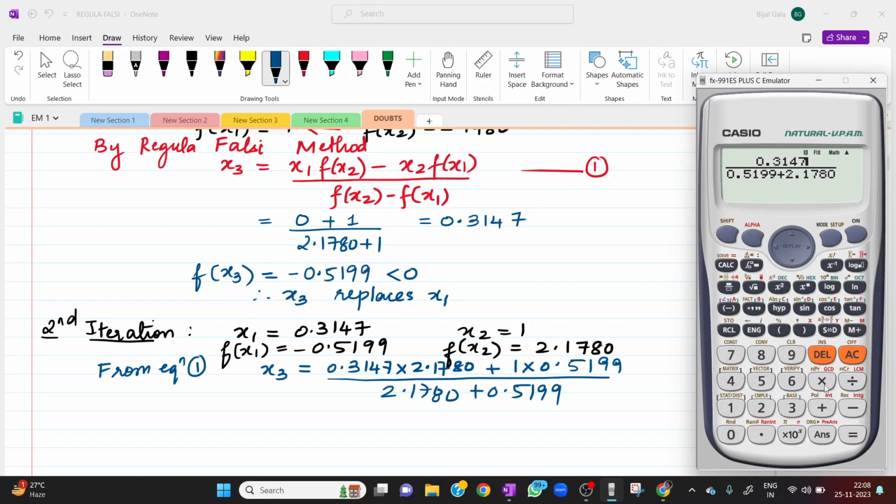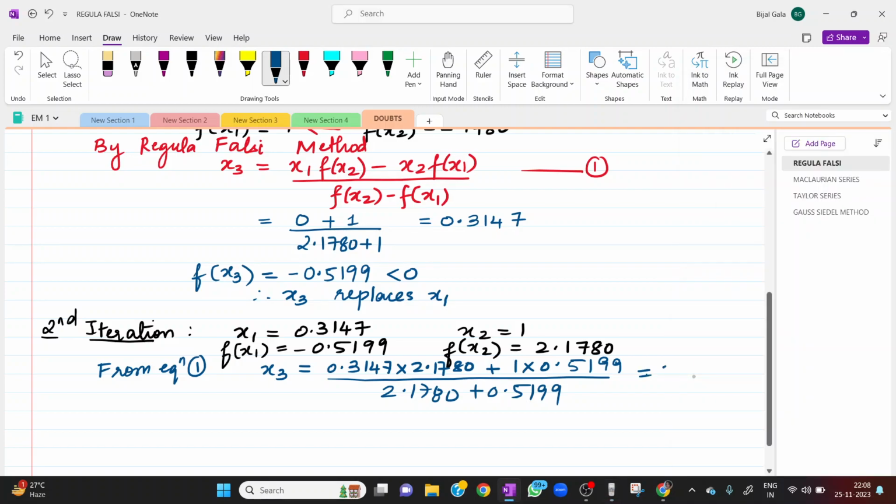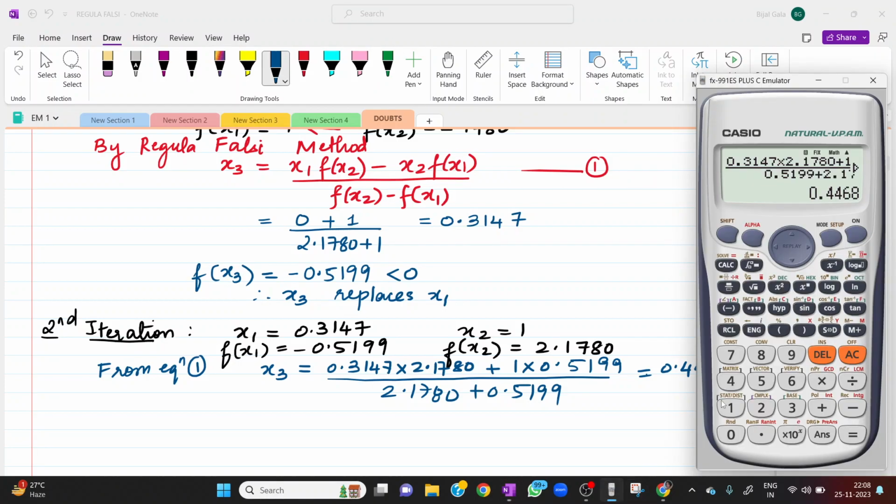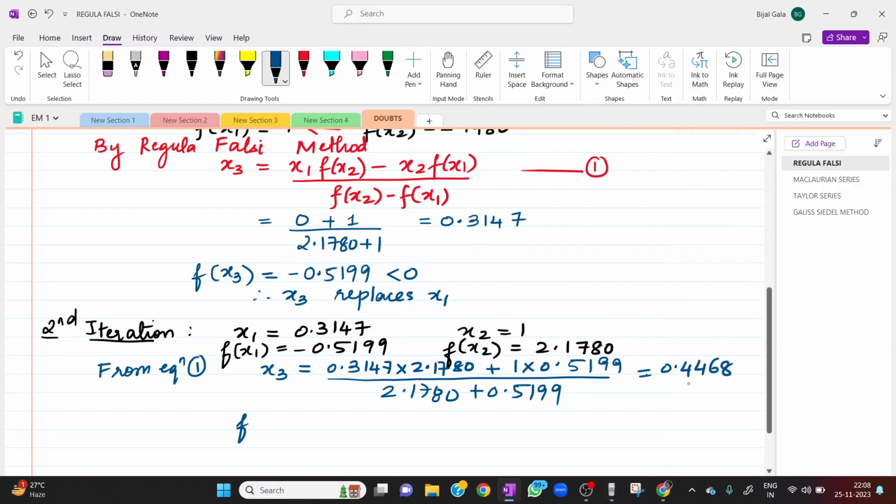0.3147 multiplied by 2.1780 plus 1 into 0.5199. So the answer is 0.4468. Again, we'll calculate f of x3.